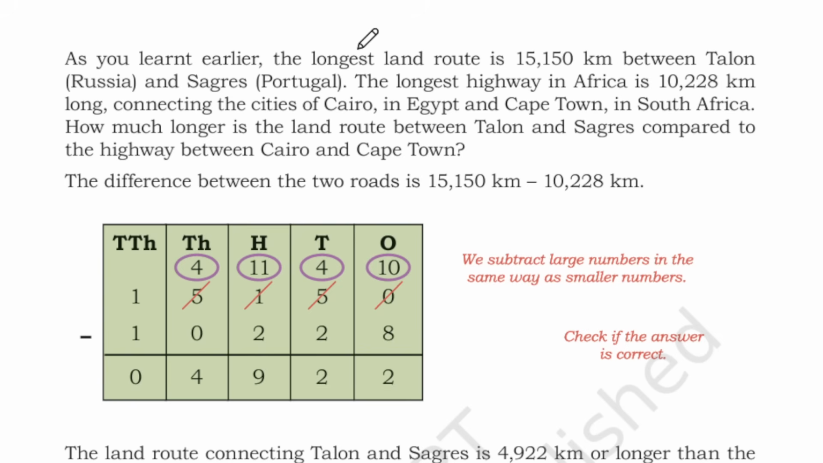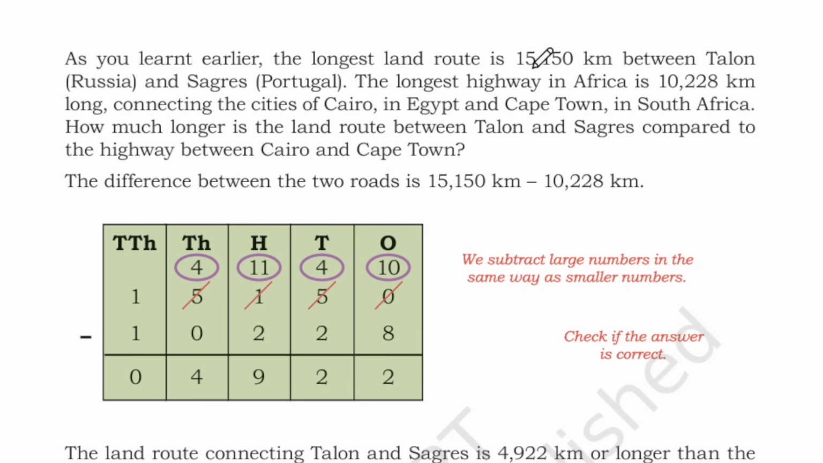As you learned earlier, the longest land route is 15,150 kilometers between Talun, Russia and Sagres, Portugal. The longest highway in Africa is 10,228 kilometers long, connecting the city of Cairo in Egypt and Cape Town in South Africa. How much longer is the land route between Talgon and Sagres compared to the highway between Cairo and Cape Town? So now we have the difference.